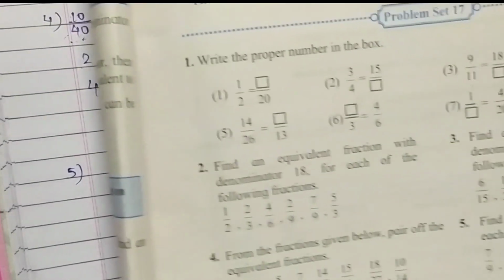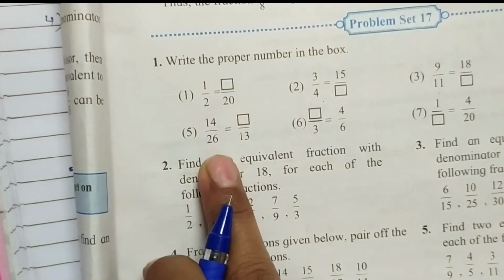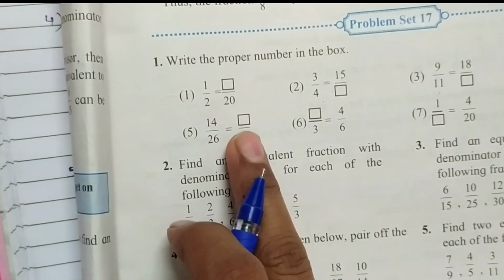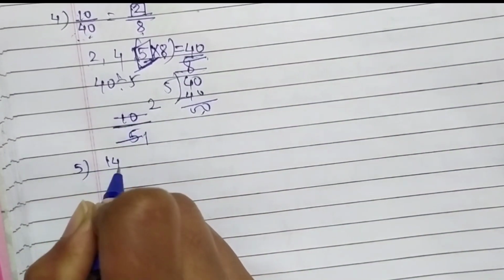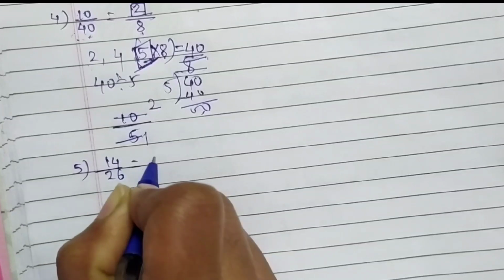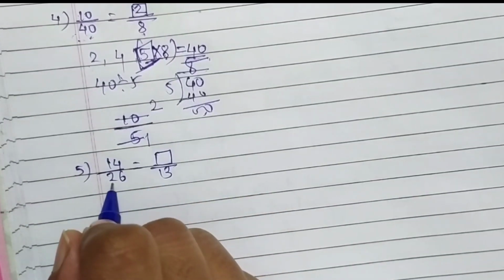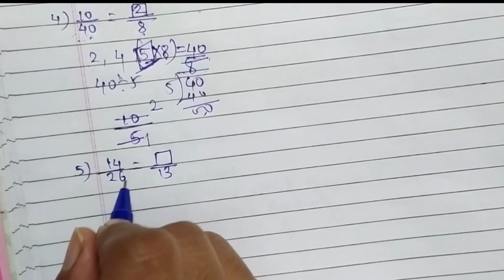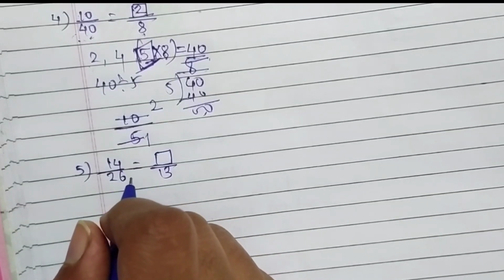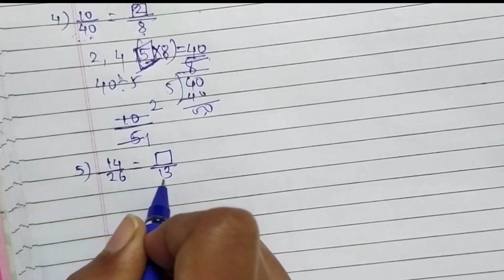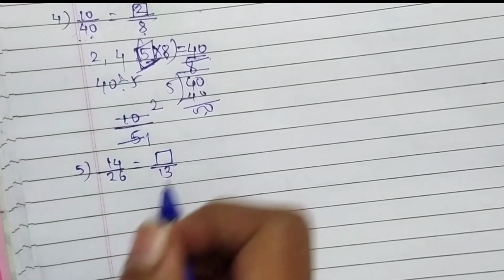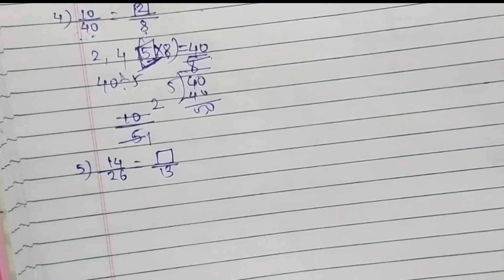The question is 14 upon 26 is equal to box upon 13. Here also we have to divide this number by the number that we get the answer 13. So find out.